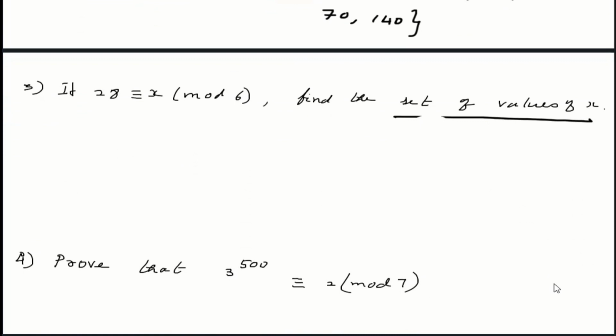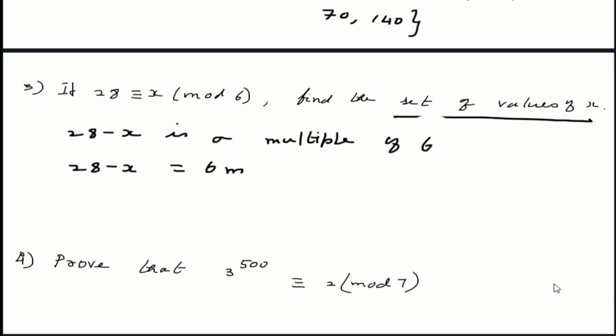Find the values of x. If 28 is congruent to x mod 6, find the set of all values of x. If 28 is congruent to x mod 6, then I can say 28 minus x is divisible by 6, or I can write it is a multiple of 6. In either way you can write divisible or multiple of 6. Then I can say 28 minus x is equal to 6m, where m is any integer.